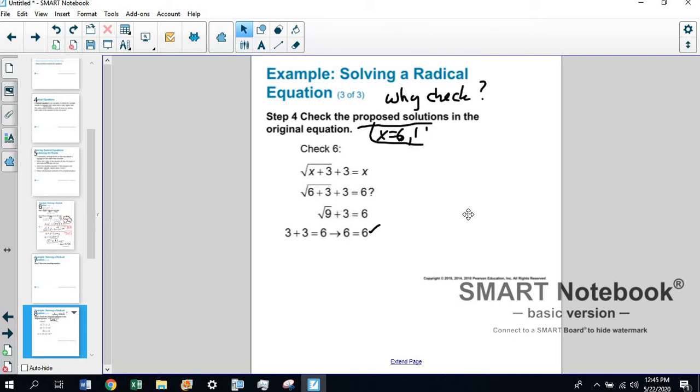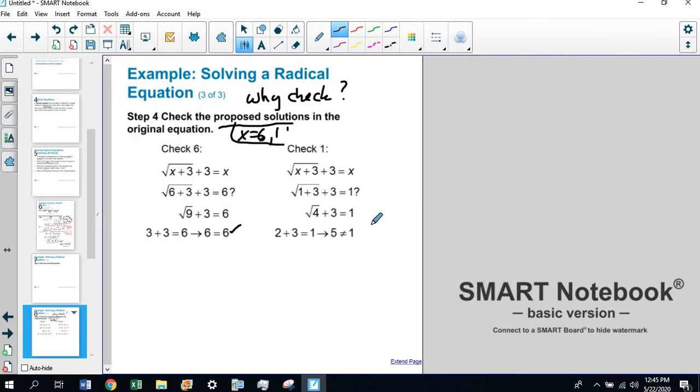All right. But now, what about 1? All right, let's check it out. If you plug in 1 everywhere, you get square root of 4 plus 3 equals 1, which says 5 equals 1? Nah, that's not true. So that's no good. So we got to throw it out.